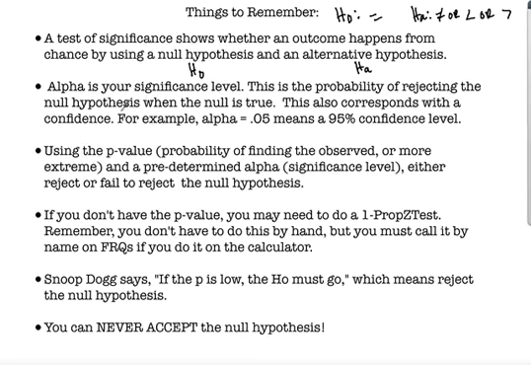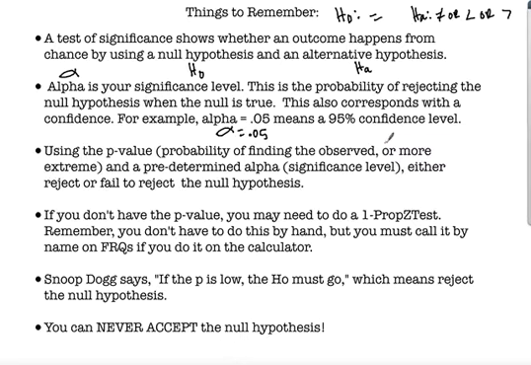So this is going to correspond with a confidence interval or confidence level that we saw back in Chapter 8. So the way that we represent alpha is going to look like a fish. So it's the Greek alphabet letter alpha. And so if it corresponds with a specific confidence, if an alpha is equal to 0.05, this means it's going to correspond with a 95% confidence level.